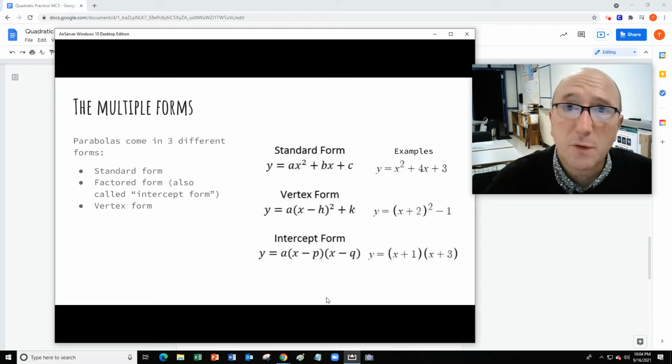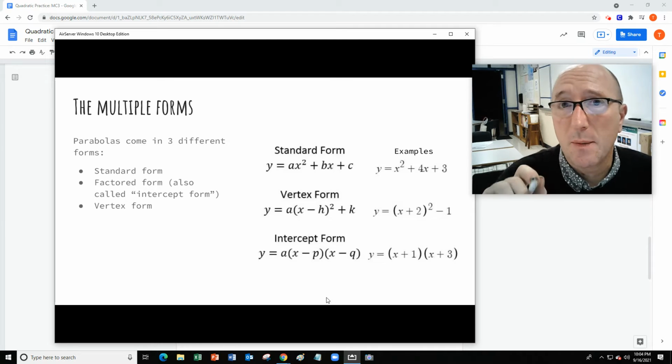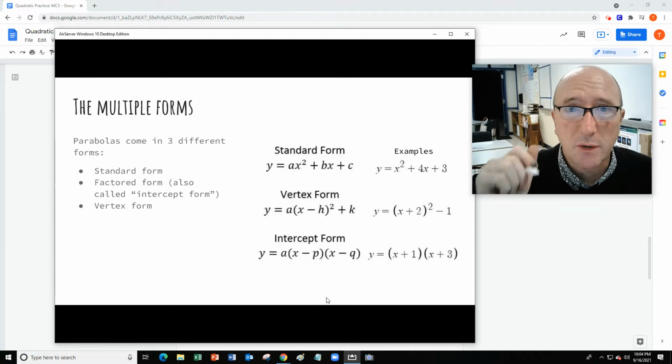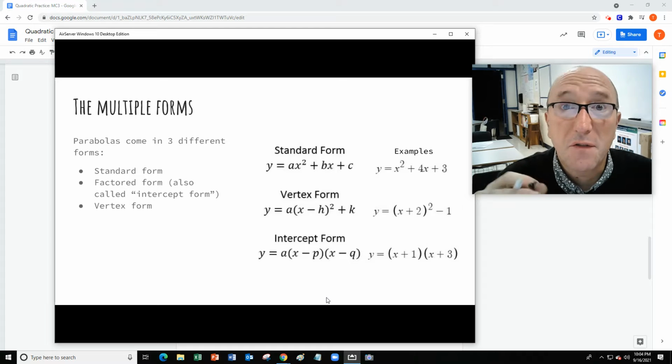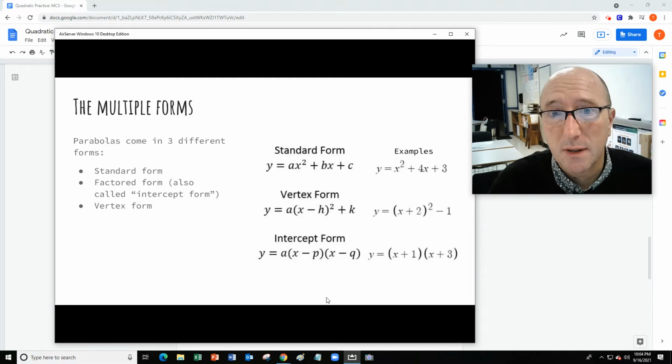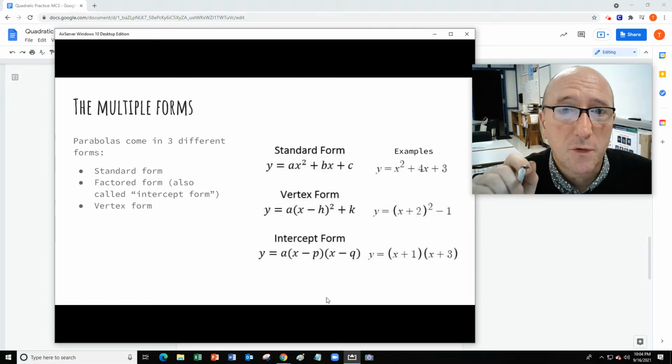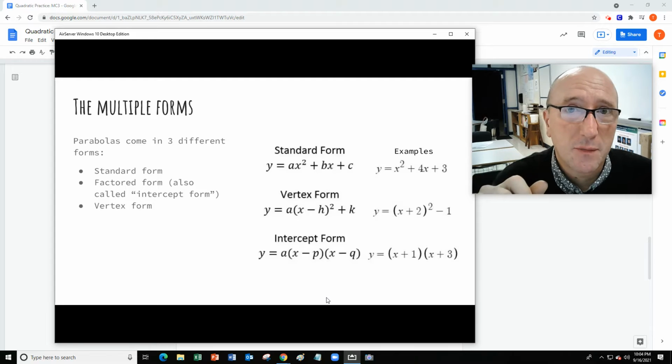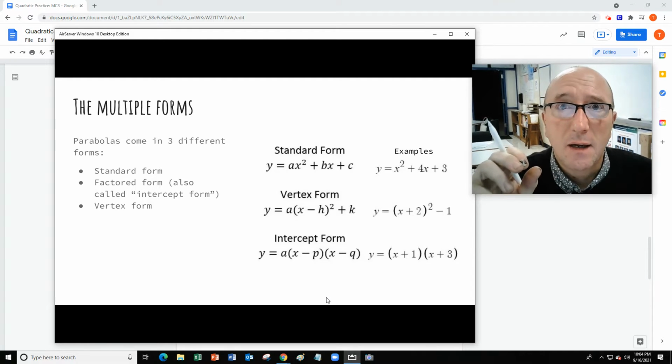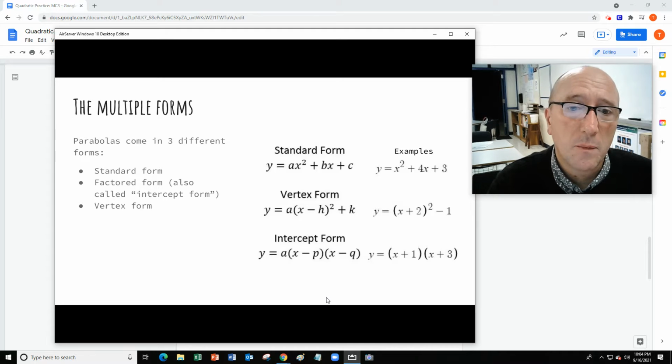Vertex form is a very popular form because it tells you what the vertex of the parabola is, the tip, the highest point, or the lowest point. There's also the factored form or the intercept form of a parabola. You've been working a lot with that one recently. So you could go, for example, from standard form to intercept form. That's what factoring is. It's taking a quadratic in standard form and doing a little bit of manipulation and getting that quadratic into factored form.